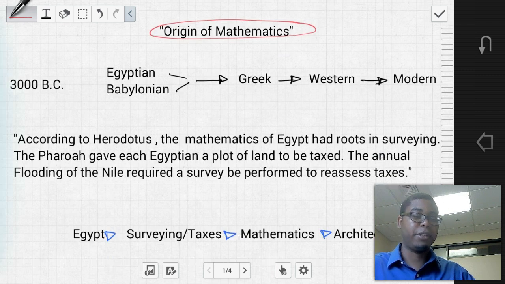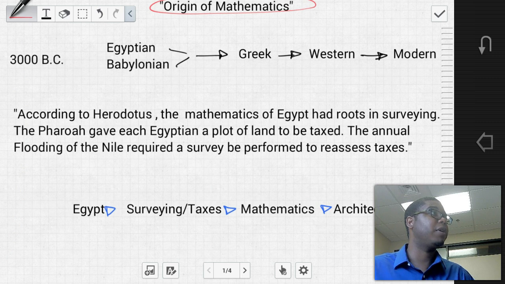If we examine just Egypt, according to Herodotus, the mathematics of Egypt had roots in surveying. The pharaoh gave each Egyptian, of course the upper class Egyptian, a plot of land along the Nile that would be taxed. These Egyptians were the great farmers along the Nile. During the annual flooding of the Nile, due to the displacement of silt, or the displacement of land from one point to another along the river, a survey, a reassessment of the volume of land that an Egyptian's plot had, would be required so that the pharaoh could reassess taxes.